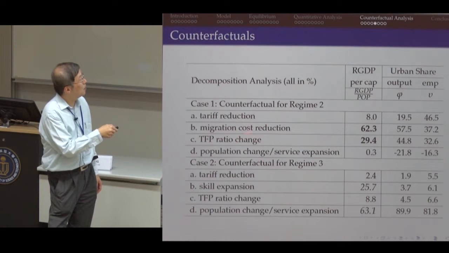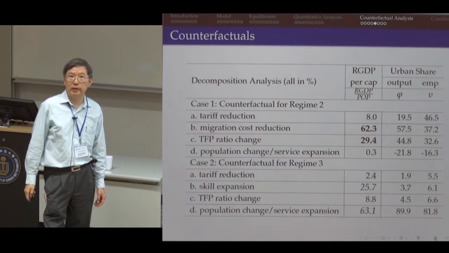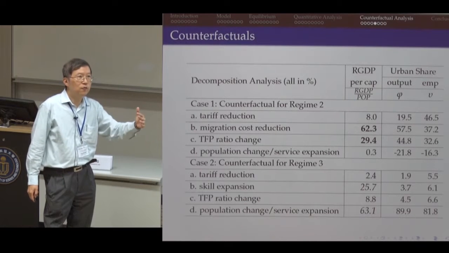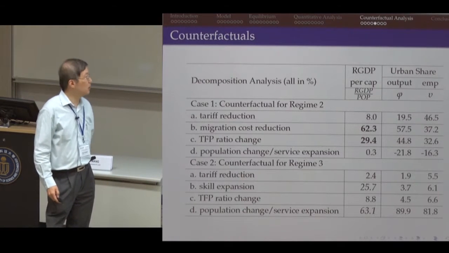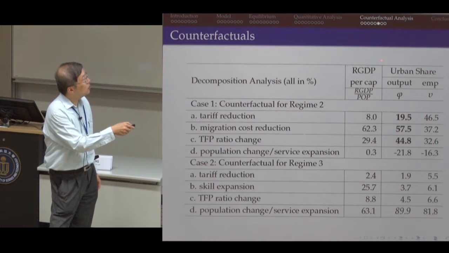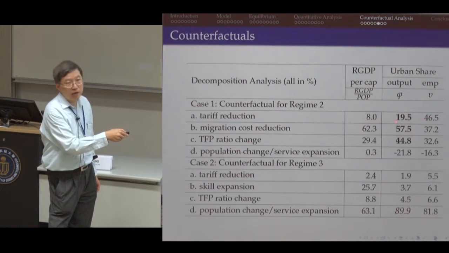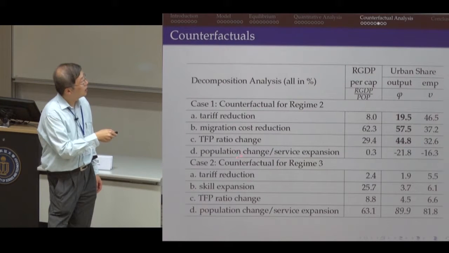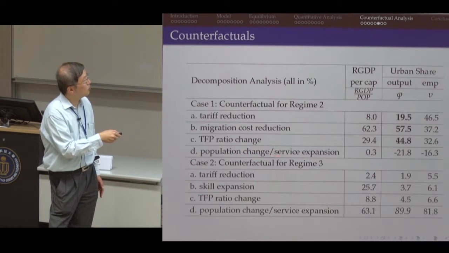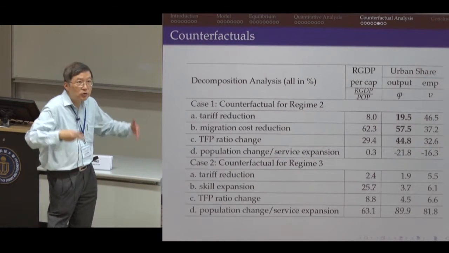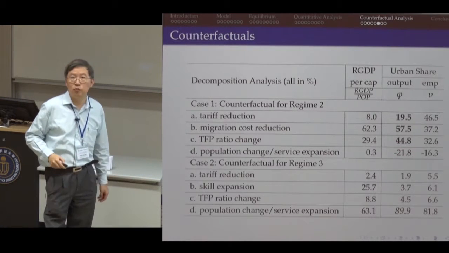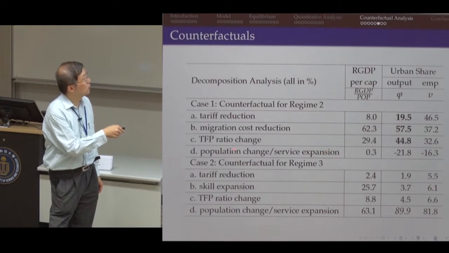So it's all coming from migration costs and the TFP in the early stage, moving from region one to region two, namely before 95 and after 95, both before the WTO, okay? Now in terms of output share, tariff can explain about 20%, which is not bad. Still, migration cost is very important, TFP is very important. You won't be surprised when skills expand and the population is increasing, rural has a larger share there, so the urban share will be smaller, basically. So those two factors sum up to about minus something percent.